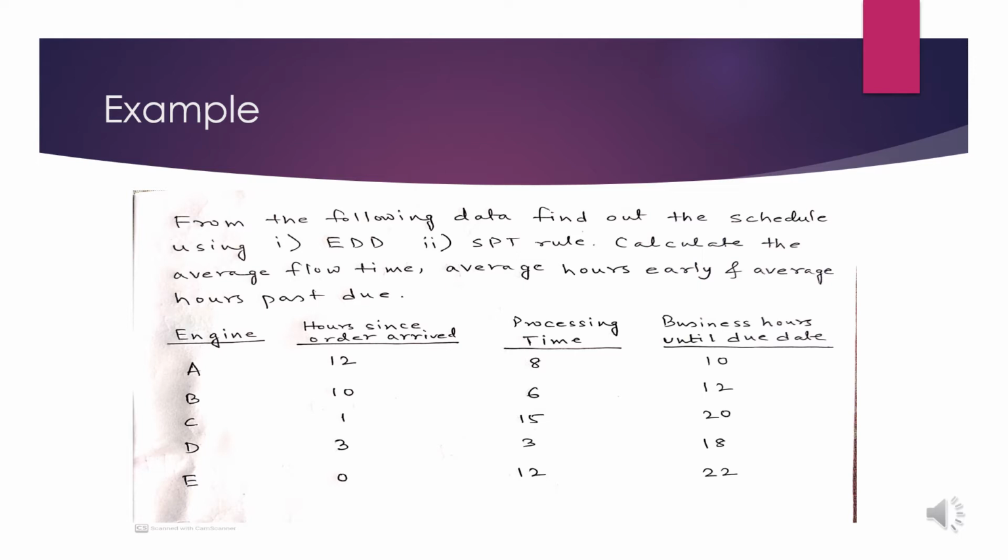What has been said in the following columns is that there are 5 engines A, B, C, D and E whose hours since order arrived are 12, 10, 1, 3 and 0. The processing times of the engines respectively are 8, 6, 15, 3 and 12, and the due dates are respectively 10, 12, 20, 18 and 22. So as we have said previously, we need to find out the schedule using the earliest due date and the shortest processing time rule.